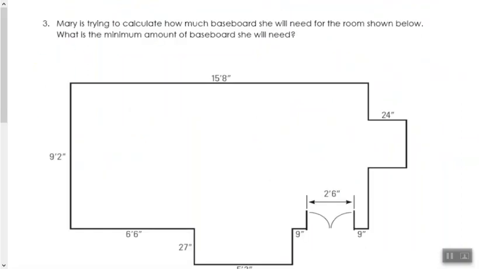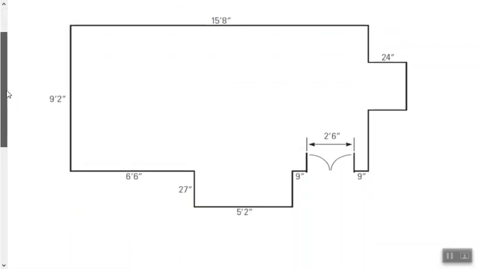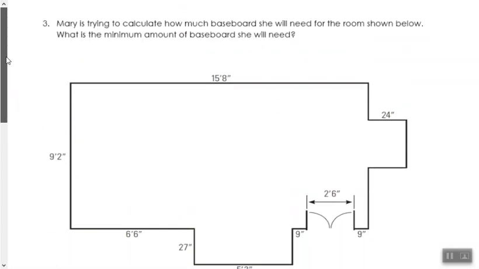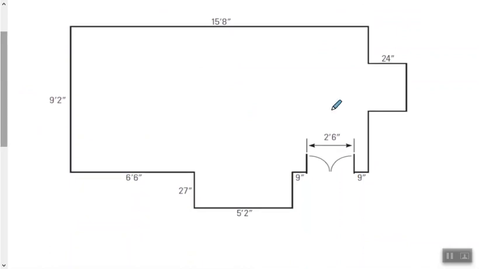next. We are trying to calculate how much baseboard we will need for the room that is shown below. What is the minimum amount of baseboards that we will need? Or for this question, Mary. So Mary, how much baseboard do you need? Well, what is baseboard? Now baseboard, it goes along the edges of your walls. So basically what we need to find here is the perimeter.